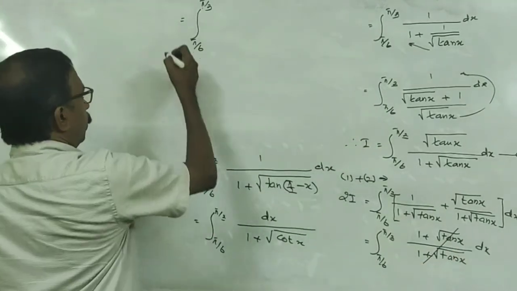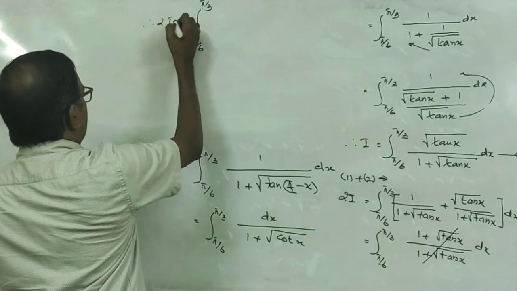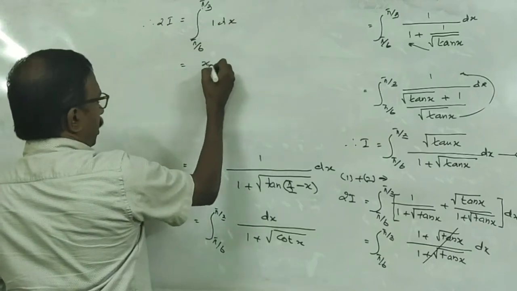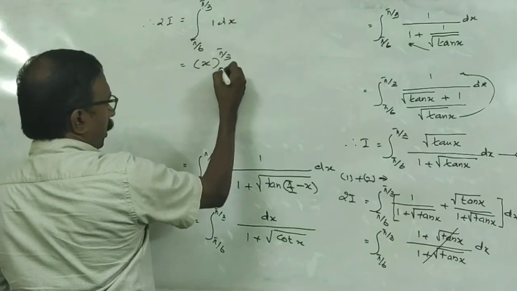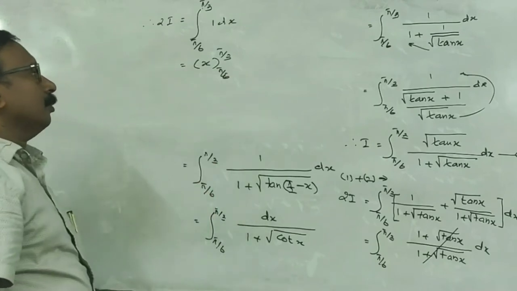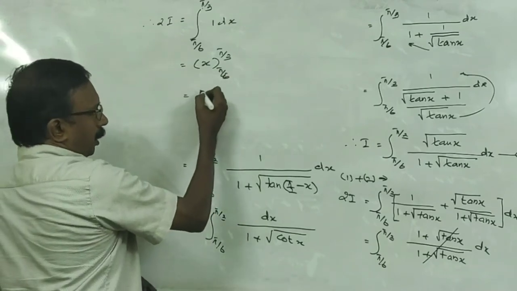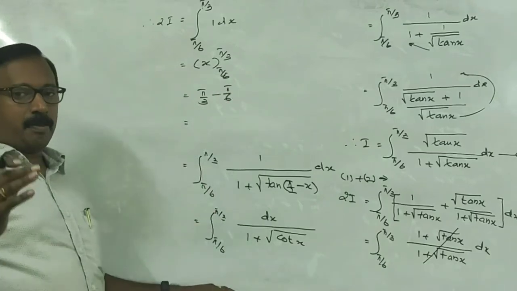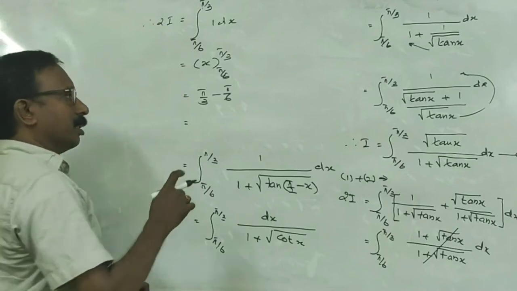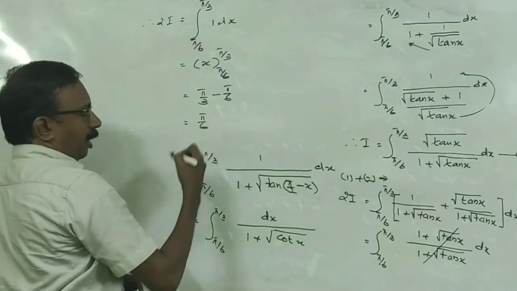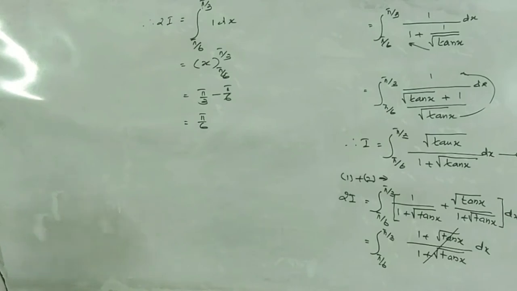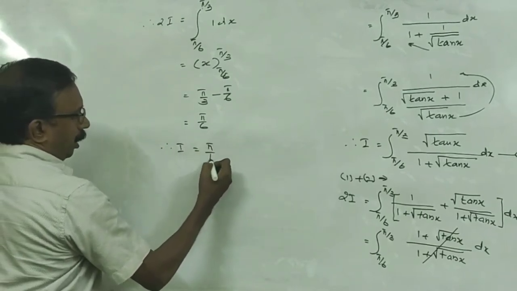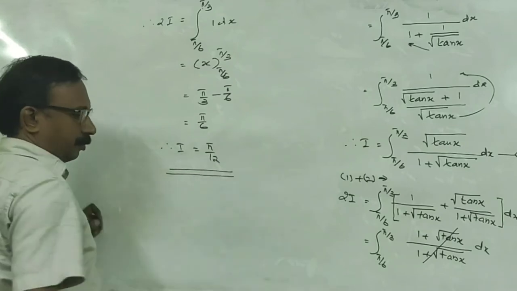Therefore, 2I is equal to integral of 1 dx, that is x, upper limit is pi by 3, lower limit is pi by 6. Upper limit minus lower limit, that is pi by 3 minus pi by 6. Pi by 3 is 60, pi by 6 is 30, 60 minus 30 is 30. So we get pi by 6. 2I is equal to pi by 6. Therefore, I is equal to pi by 12. This is the answer. Isn't it?